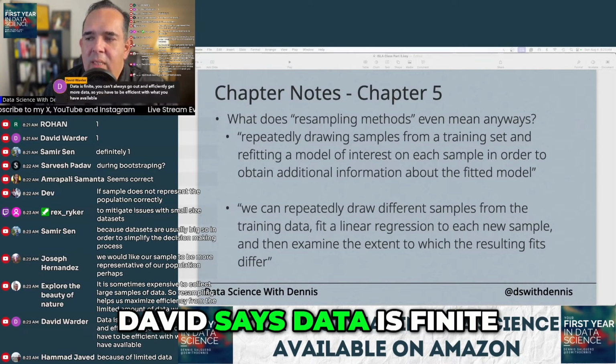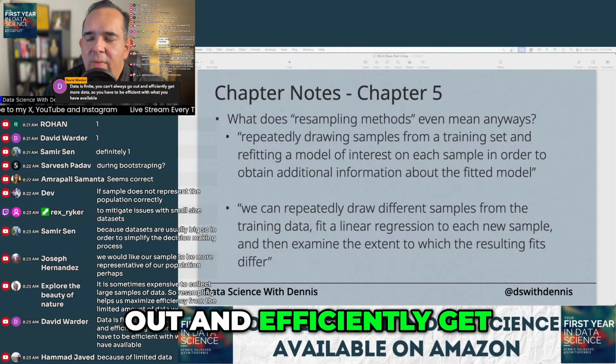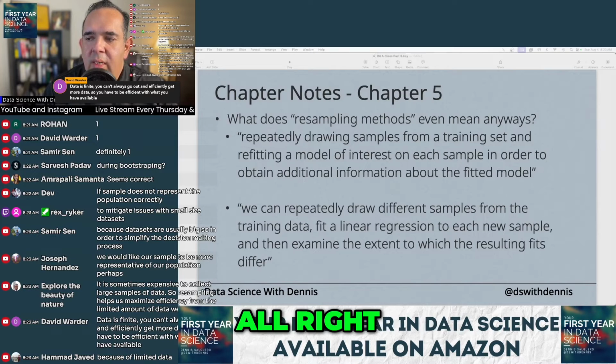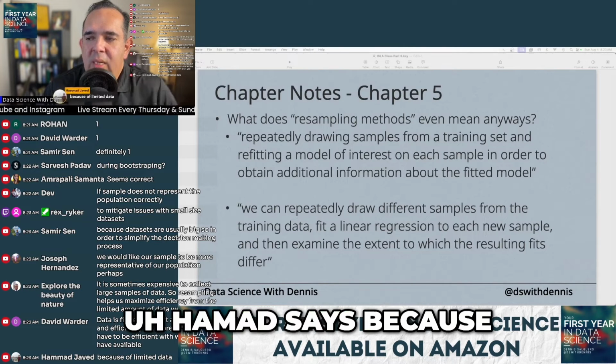David says data is finite. You can't always go out and efficiently get more data, so you have to be efficient with what you have available. All right. Hamad says because of limited data.